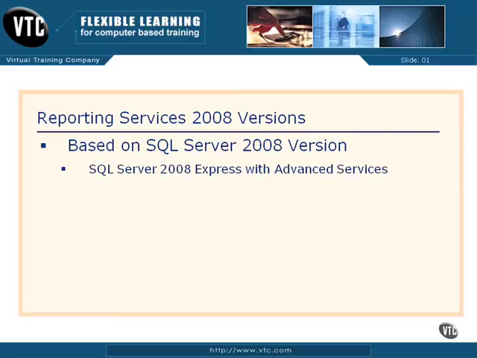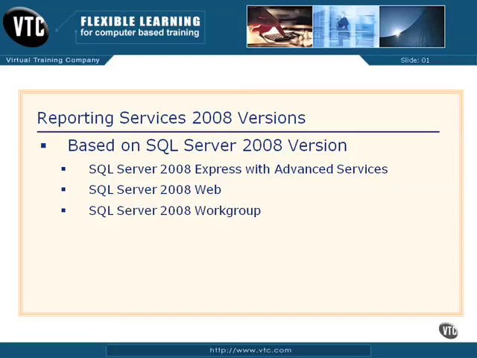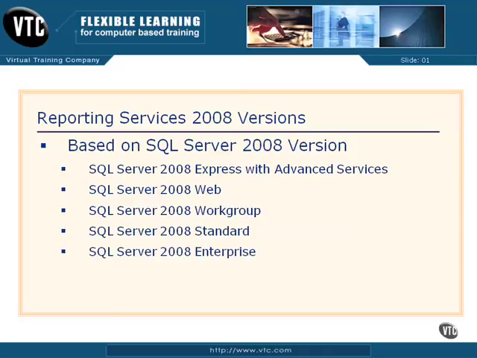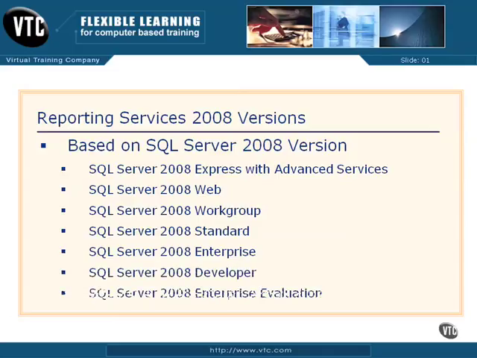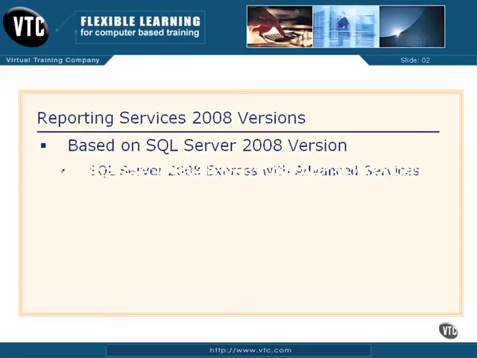There is a SQL Server 2008 Express version, and you can get this that includes advanced services. Now this thing is free, and with that, obviously, you're going to get some limited functionalities. Next, you have a SQL Server 2008 Web Edition. Then there is a SQL Server 2008 Workgroup Edition. Then we get into what we've known in the past, the Standard Edition, the Enterprise Edition, the Developer Edition, and then there is an Evaluation. Now let's talk about each one of these and the functionalities that you get.